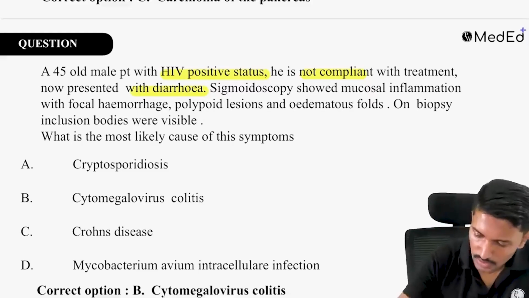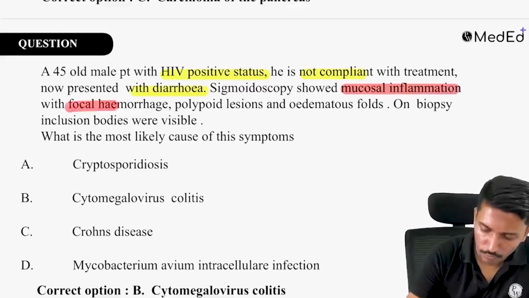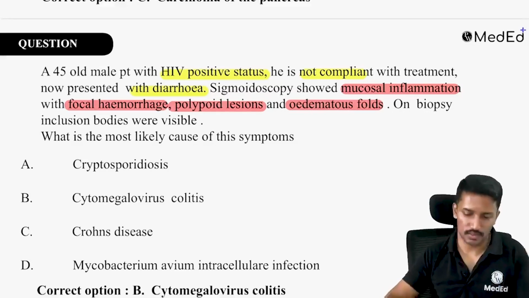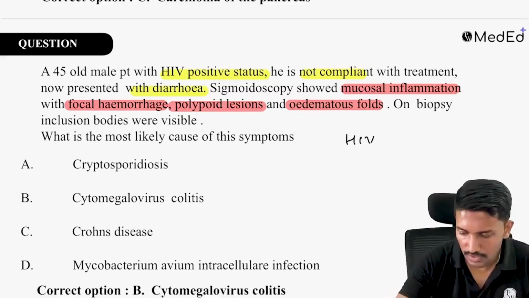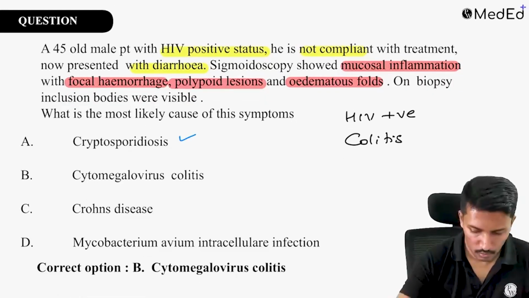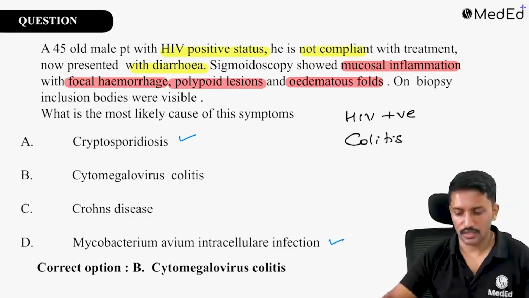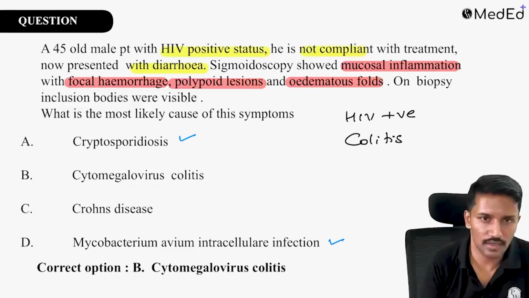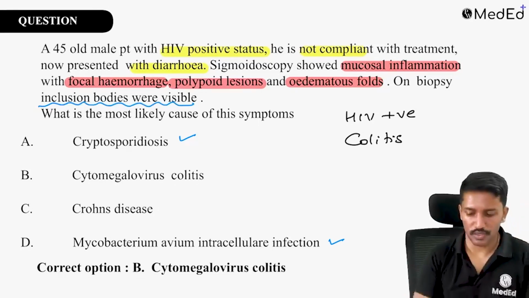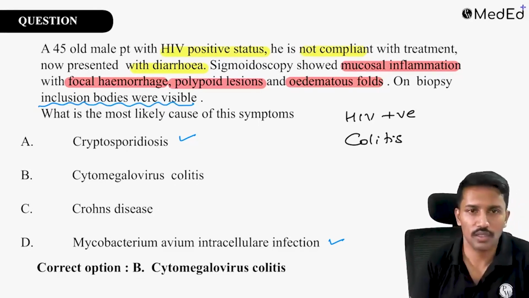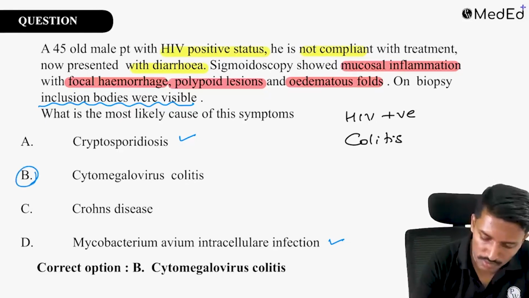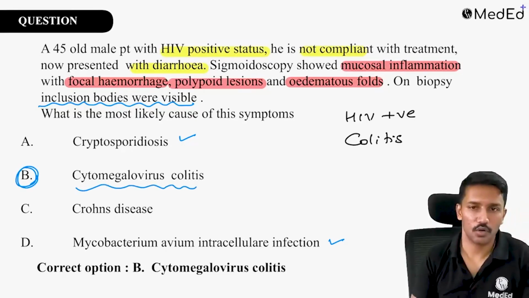Now, sigmoidoscopy showed mucosal inflammation, focal hemorrhages, polypoid lesions, and edematous folds. So as of now, I would say that there is evidence of colitis. So basically, we are dealing with an HIV positive individual who has developed colitis, and cryptosporidiosis and Mycobacterium avium intracellulare infection are all differential diagnoses. But there is one point here. On biopsy, we could see inclusion bodies. Typically, in cryptosporidiosis or Crohn's disease, we will not get inclusion bodies. So if you have a colitis with inclusion bodies in an HIV patient, we should start thinking about cytomegalovirus colitis.